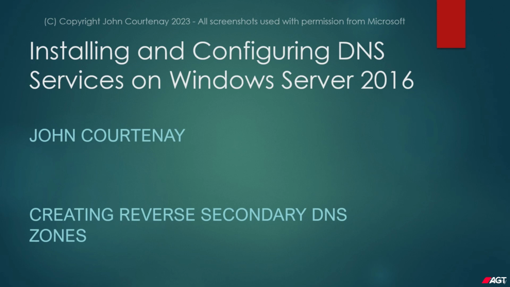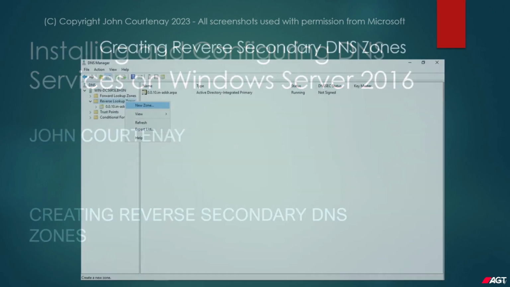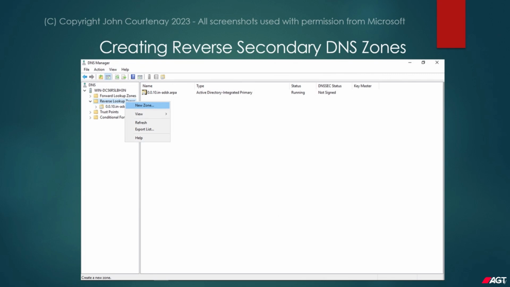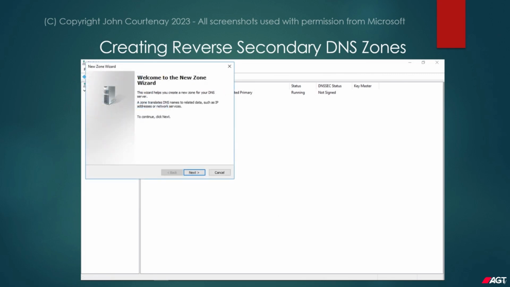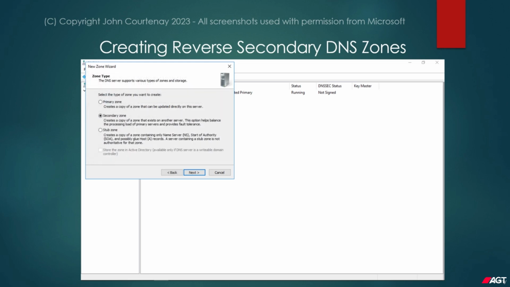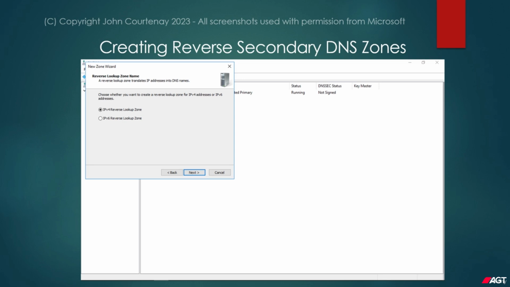Creating a reverse secondary DNS zone is not that different from creating a reverse primary DNS zone. To do this, right-click on Reverse Lookup Zones and then click on New Zone. When the New Zone wizard appears, click Next. On the Zone Type screen, click Secondary and then click Next again. On the next screen, select IP version 4 Reverse Lookup Zone and then click on Next.